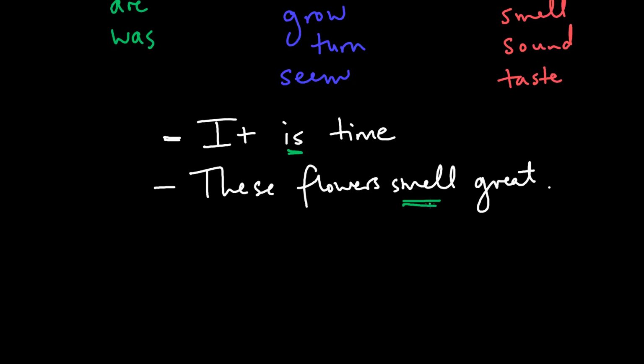Now the next thing we want to learn is that there are some names that we use to describe what comes after the linking verb. So the last little bit here, time and great, this part of the sentence that describes the subject, this is called a subject complement.